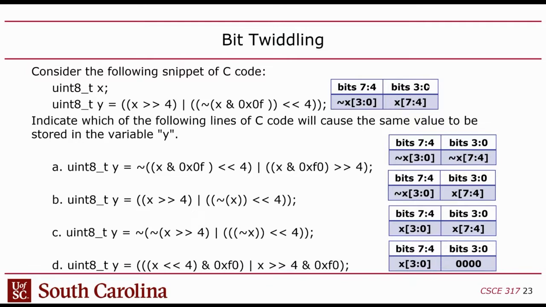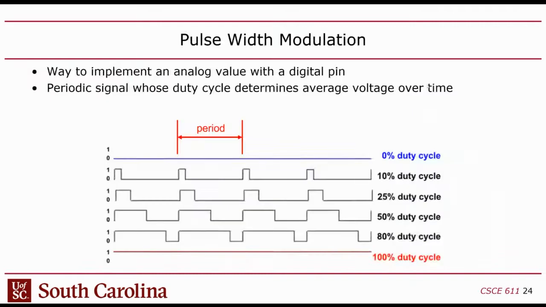And then option D ends up putting a 0 in the lower right hand, the right hand 4 bits are zeroed out. So the answer here is B. So yeah, this question is a little brutal because, like I said, it's basically a test of how well you can interpret C code. Okay, so that's all we've got for bit manipulation.